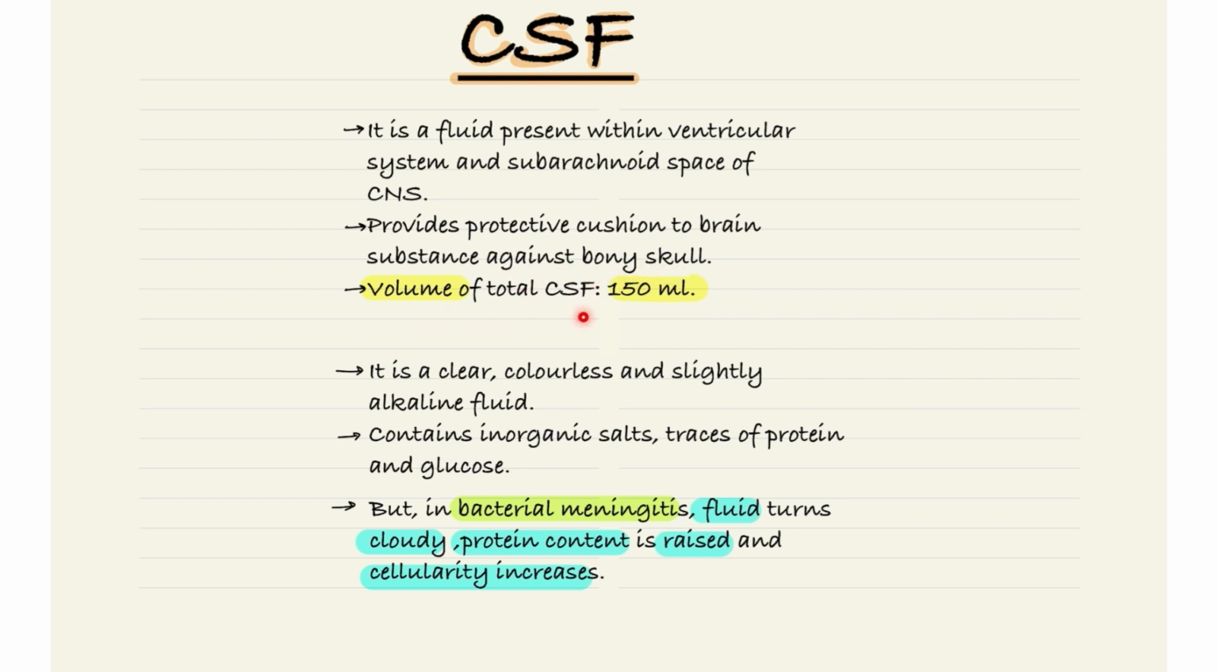The volume of total CSF is about 150 ml. It is a clear, colorless and slightly alkaline fluid. It contains inorganic salts, traces of proteins and glucose. But in bacterial meningitis, the fluid, which was clear, turns cloudy. The protein content, which was in traces, is raised and the cellularity increases.